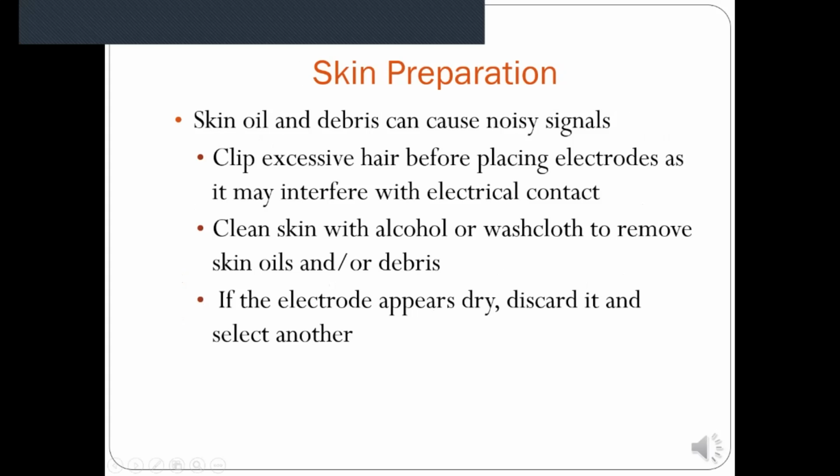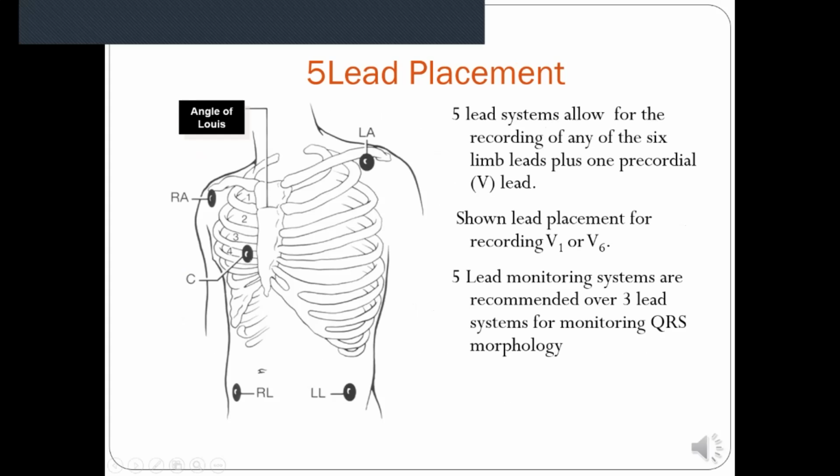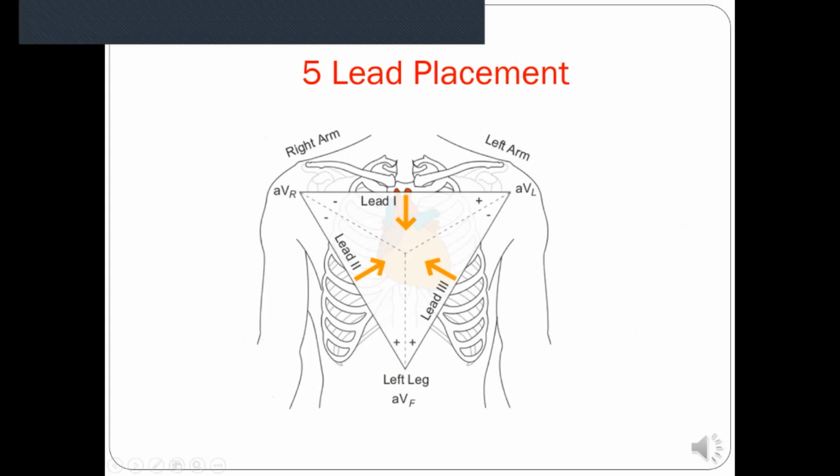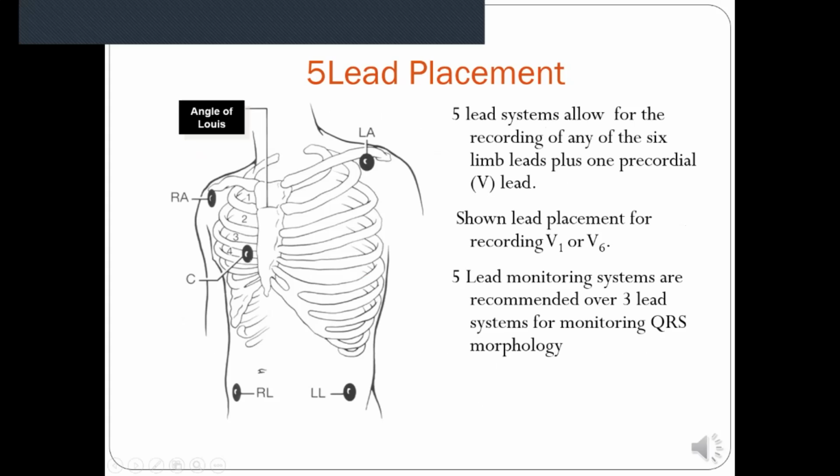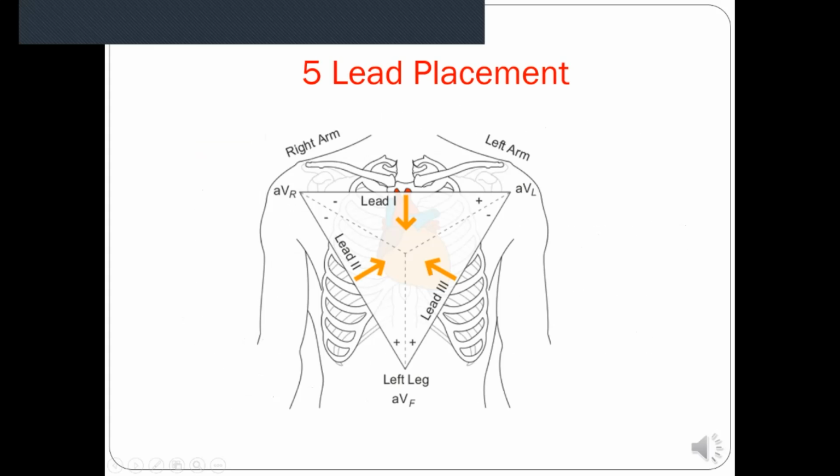We're going to talk about skin prep for electrodes in another presentation. But this is where a 5-lead EKG goes. Okay, you have the right upper, left upper. You have the one on the chest, and you have right lower and left lower. Now these are colored. They're green and black and red and white and brown. And then this is where a 3-lead would go if you just have 3 leads.